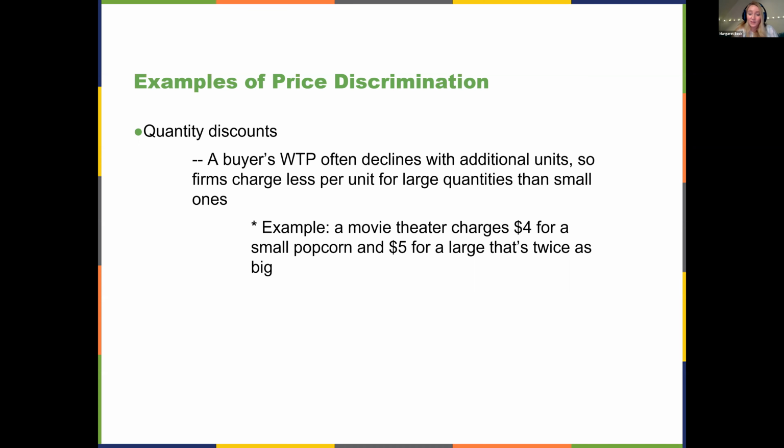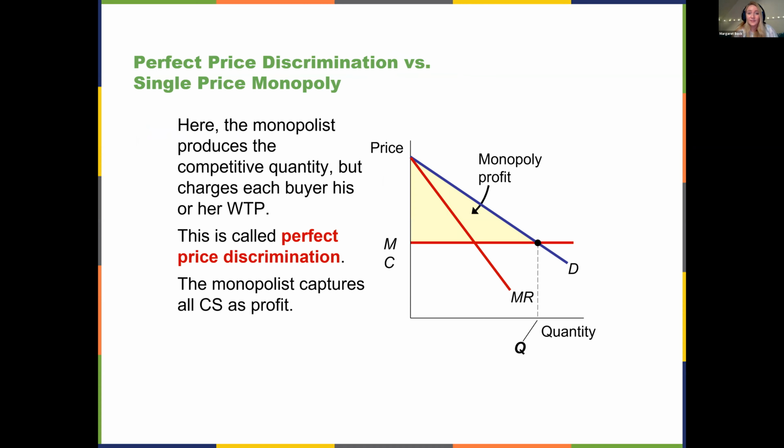So again, just to recap, price discrimination is charging a different price to different people for the same exact good. And if a monopolist, in theory, was able to perfectly price discriminate, they would find it advantageous to produce a higher quantity that is very similar or exactly the same as the quantity produced in perfect competition.